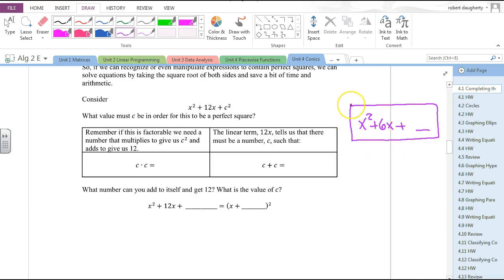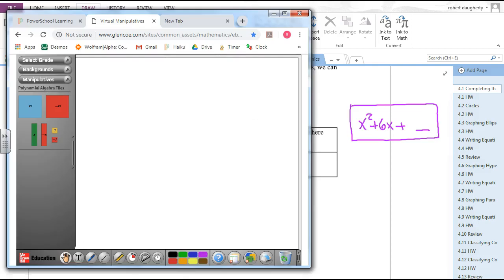I want to figure out what would make that a perfect square. X squared plus 6x plus whatever. So let's take a look at this. Let's visualize it. This is x squared, okay? So I've got a square that is x by x. So this is x squared, and then how many x's?